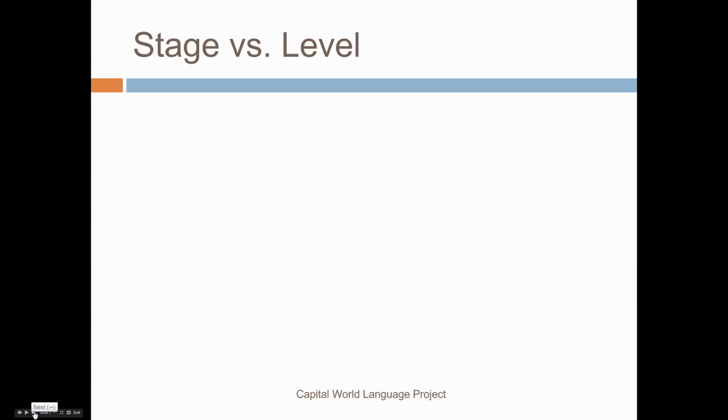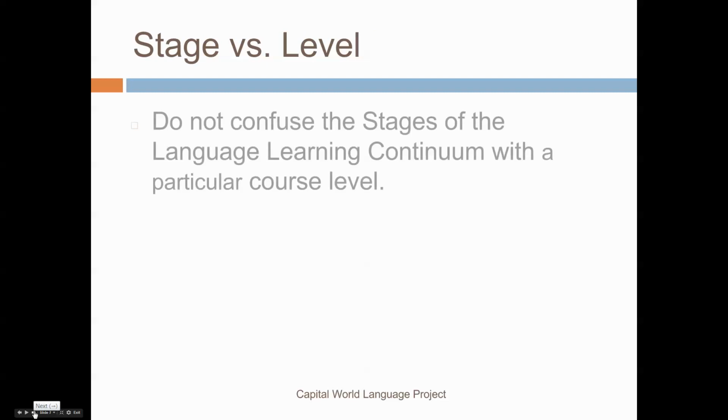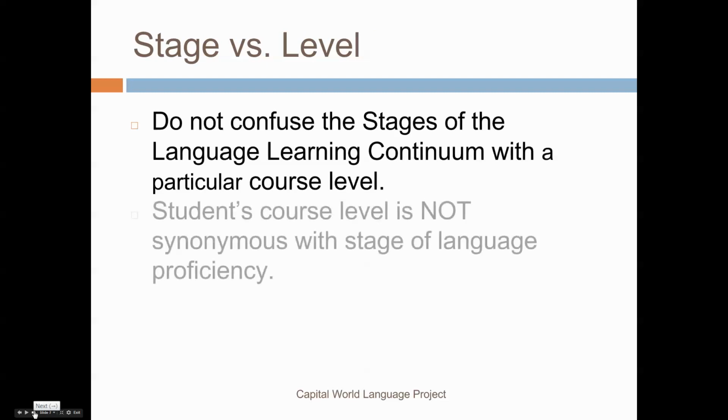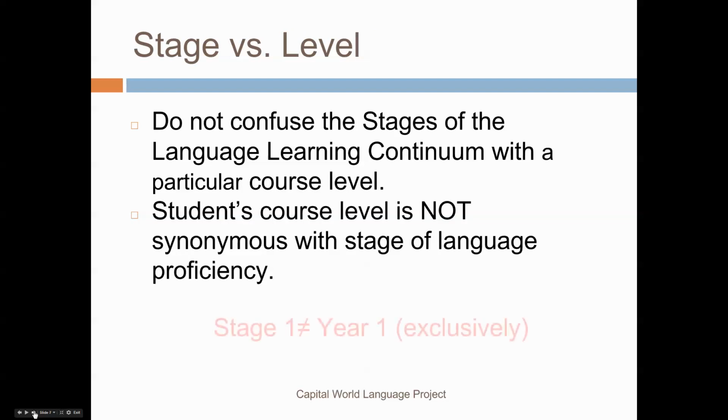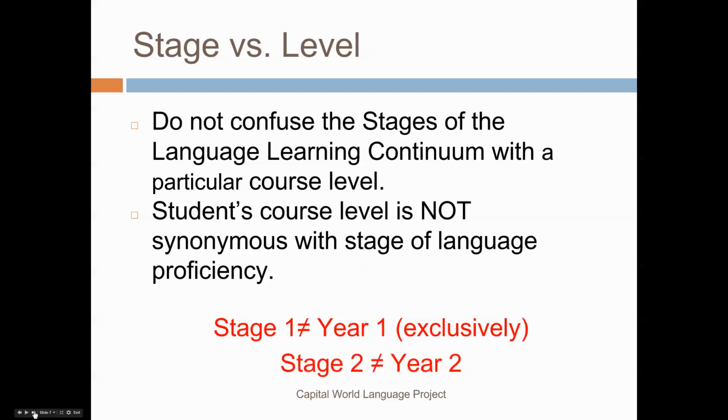So given all that, it is really important to consider the difference between a stage of proficiency and a level of language class. It's important not to confuse the two, because a student's course level is not synonymous with the stage of language proficiency. In other words, students who are in stage 1 are not just in year 1 exclusively. For example, French 1, German 1, Japanese 1, and so on. More importantly, however, stage 2 is not year 2. Spanish 2 students are not yet at stage 2 in the language. Most students will spend 2 to 3, and some will spend even 4 years at stage 1.